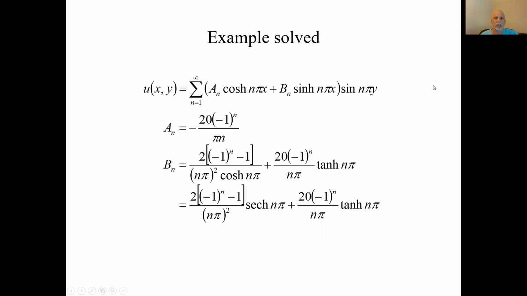We now have the complete solution. Here's the solution. The big A sub n's are these, big B sub n's. Since you have cosh in the denominator, we could call it the hyperbolic. That was kind of tedious, a little bit messy, but we went through a whole problem once again.